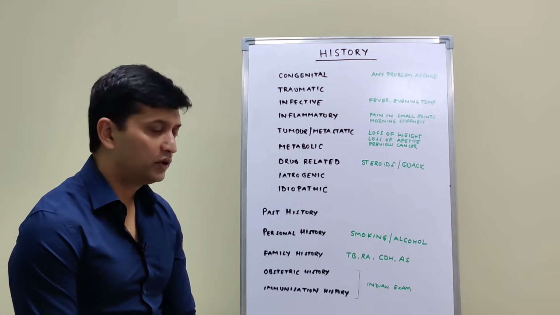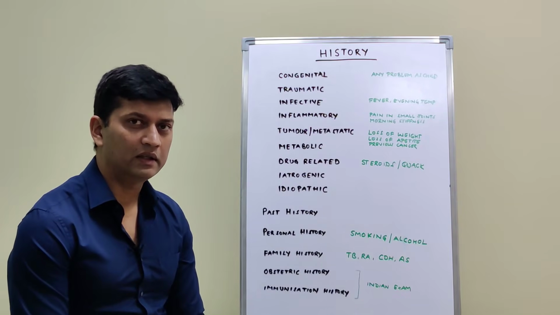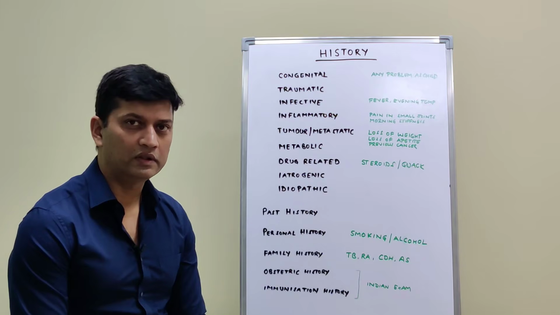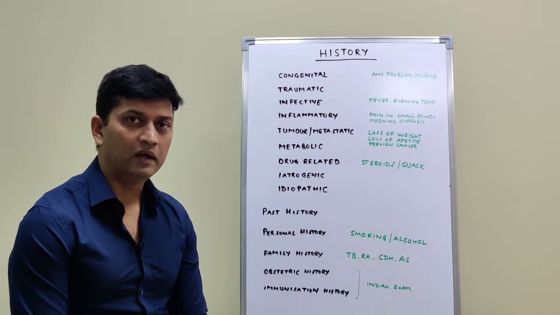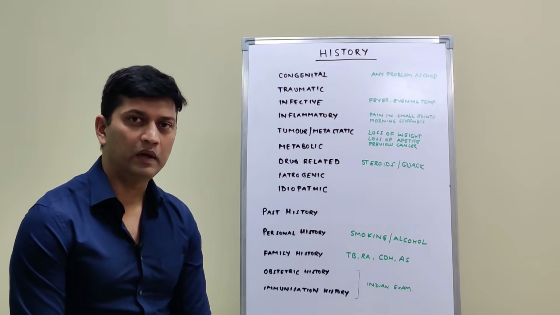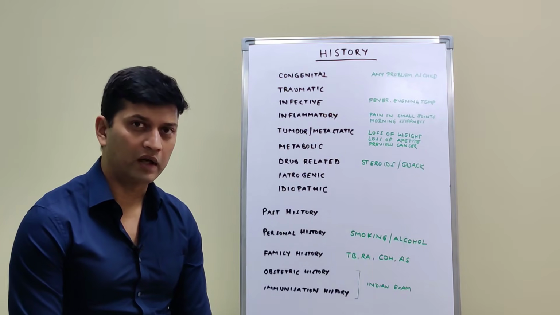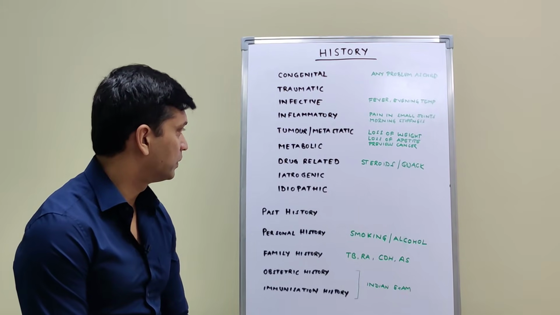Metabolic causes, you should ask about metabolic causes in the hip. They can present, especially, the example that I would like to give is SUFI, or slipped capital upper femoral epiphysis, SCFE. It's more common in patients with hypothyroidism or patients who have hypogonadism. So metabolic history can also be important.